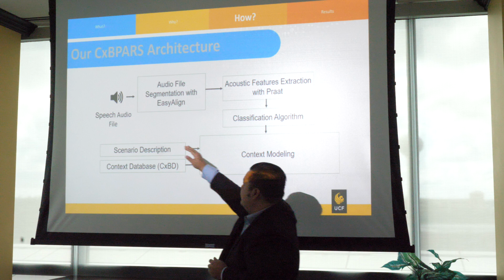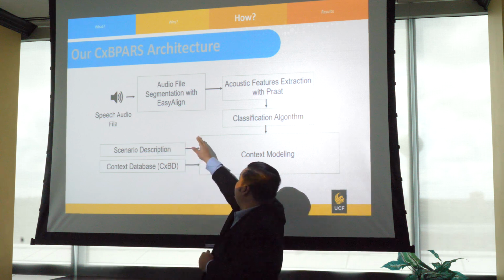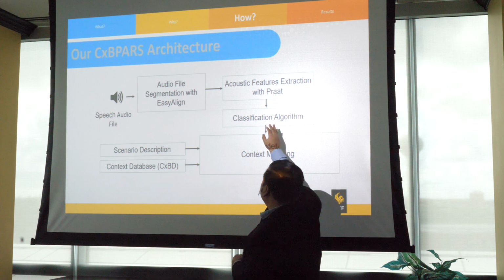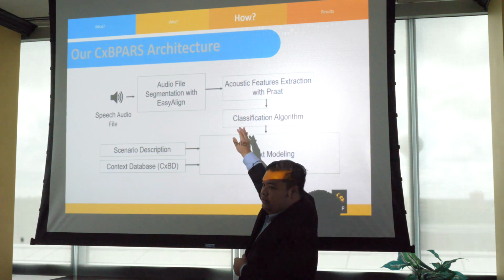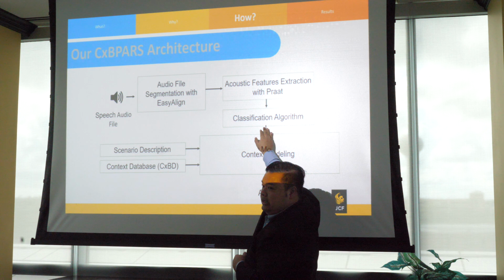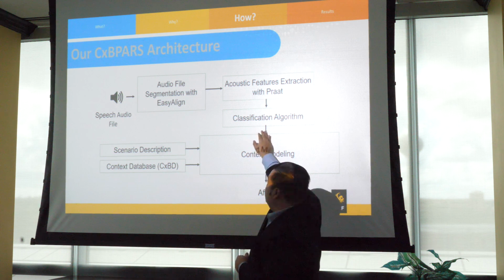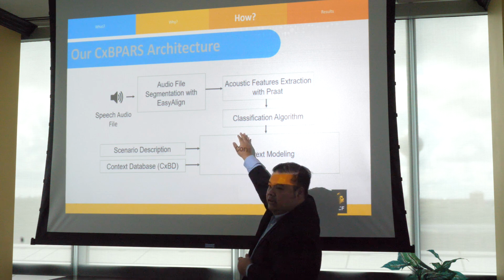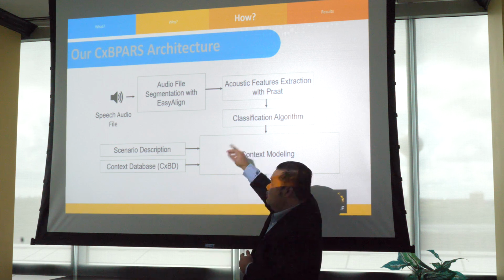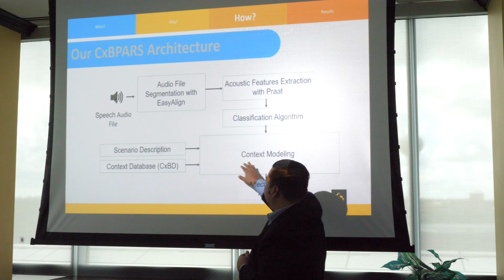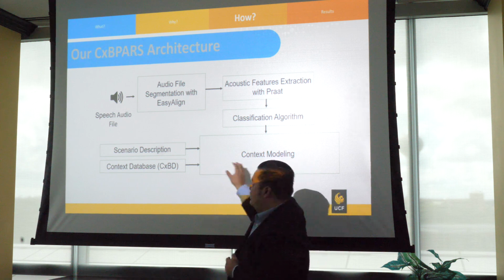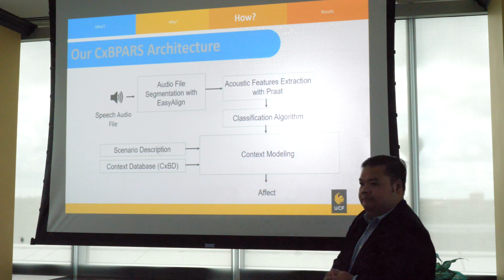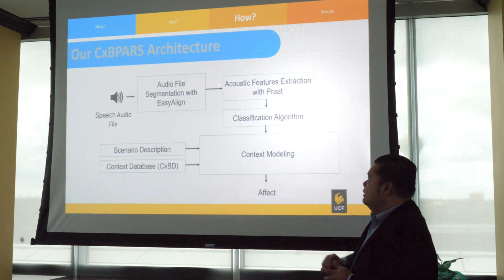We call it the audio files. We segment using easy lines. We extracted the data using the plot. Basically, we did it before in the KNN. And then next, we fed it to the classifiers. Basically, these classifiers will give us some kind of values: the emotions as well as the probability. I will go deeper in the next slides. And then we feed this one to context modeling, combining the information from scenario and context database, and then produce the affect. Okay, we'll go deeper in the next slides.